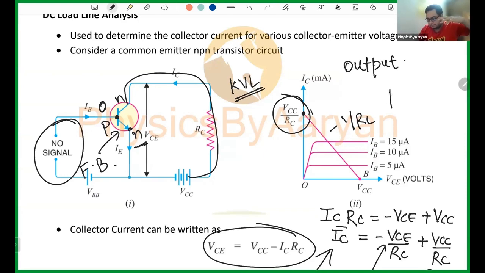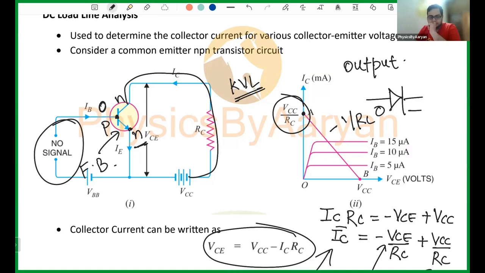P should be higher, N should be lower. So you have two ways. Either you make it positive and this negative, right? Or even if I just make this 0 and this negative, still it is forward, because the P side is higher and the N side is negative. No?